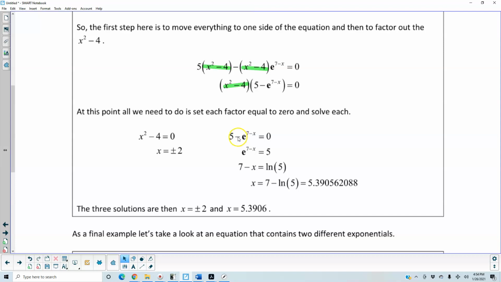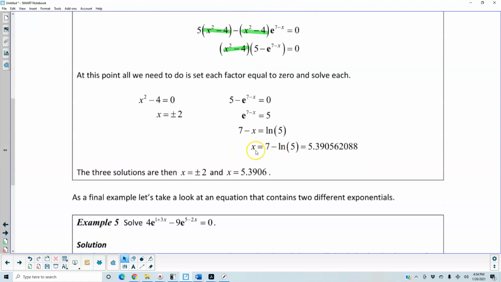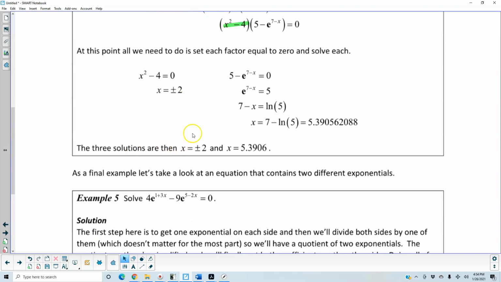On this side, we are going to subtract 5 from both sides and then divide both sides by negative 1 to get e to the 7 minus x equals 5. Then we're going to take the natural log of both sides. We end up with 7 minus x equals the natural log of 5. And then we're going to subtract 7 and then divide by negative 1. So x is going to equal 7 minus the natural log of 5, which gives us the following decimal. So there are three solutions. We know that x is equal to plus or minus 2, and x is equal to 5.3906.